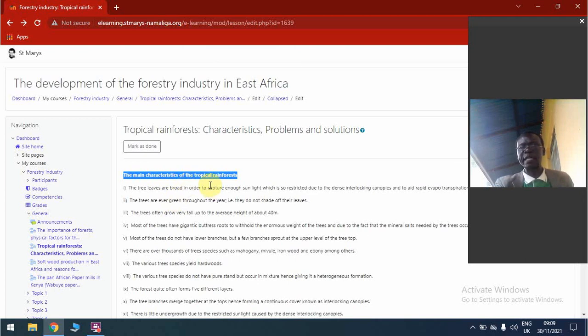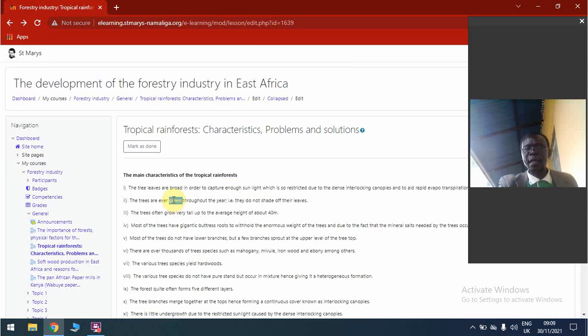But in as much as the characteristics are concerned, first of all, the tropical rainforests have broad leaves. The leaves are so broad in order to capture enough sunlight. You will realize that one of the problems of the tropical rainforest trees is a shortage of light, especially in the underfloor trees. So the leaves have spread so broad so that they can be able to capture enough sunlight to be able to sustain the trees in terms of photosynthesis.